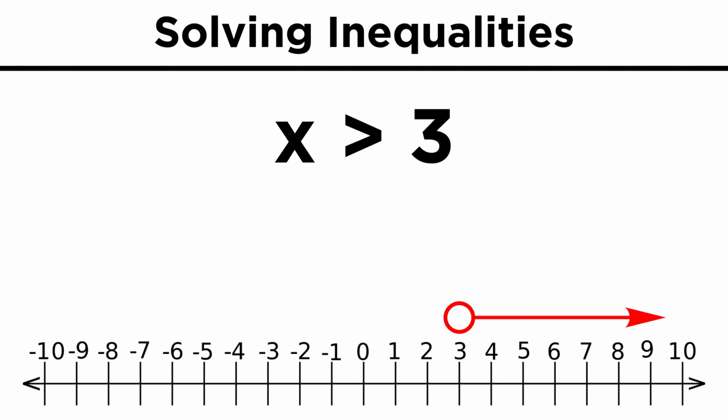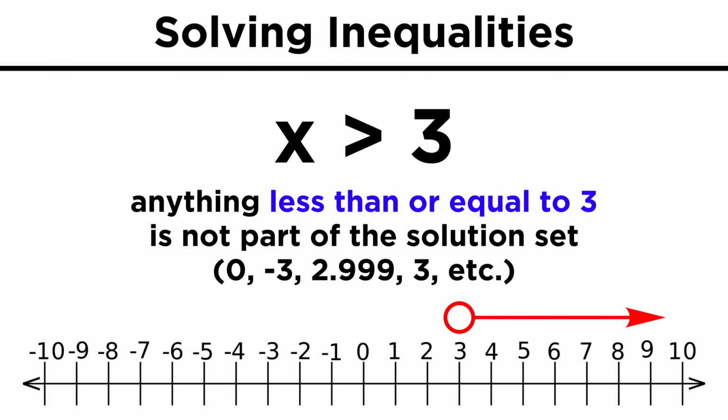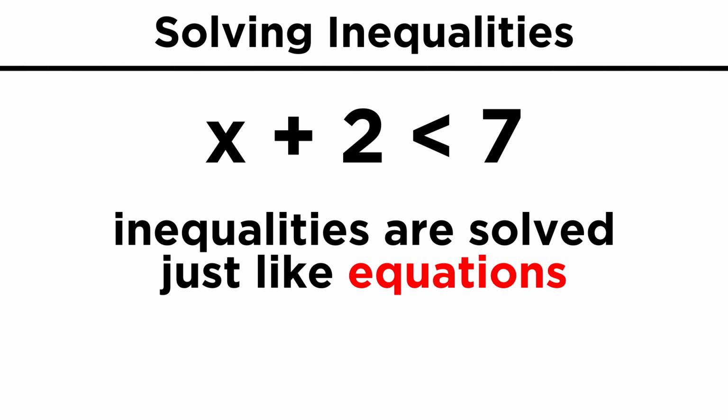Any number imaginable that is bigger than 3 is a solution to this inequality, and this can be represented on a number line using an open circle, implying that 3 is not part of the solution. Anything less than or equal to 3, like 0 or negative 3 or 2.999 or 3 itself, will not be a solution.